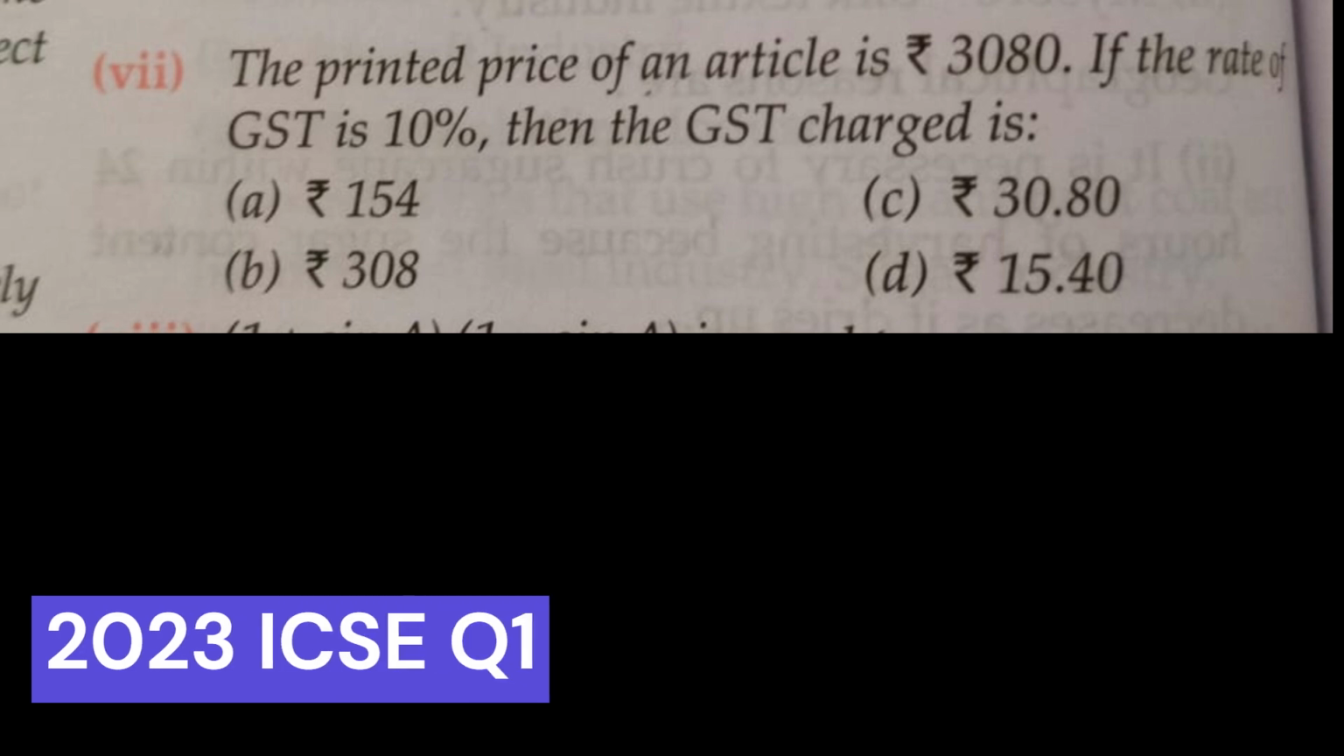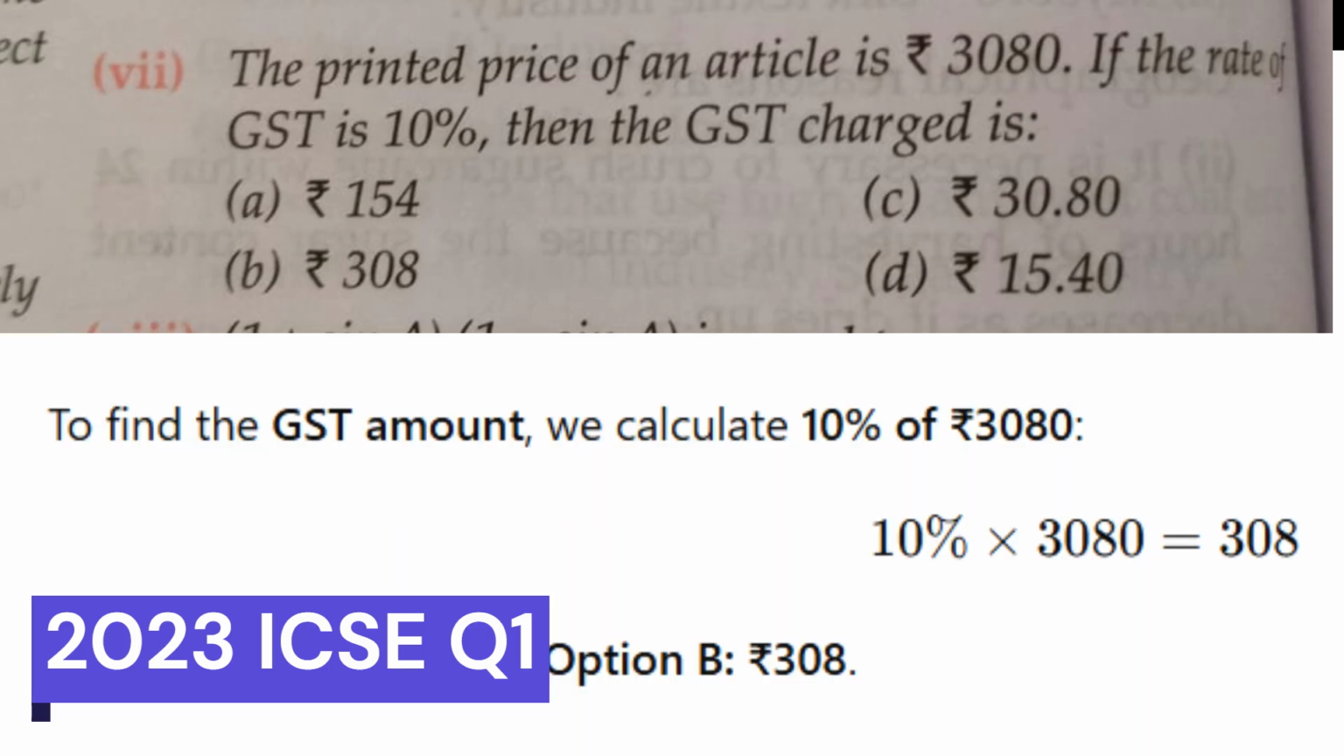Pause the video and try solving this question. Then, let's go through the solution together. This is a 2023 question. The marked price, MP, is given as 3080 rupees. The rate of GST is 10%. To find the GST amount, we calculate 10% of 3080 rupees is equal to 308.